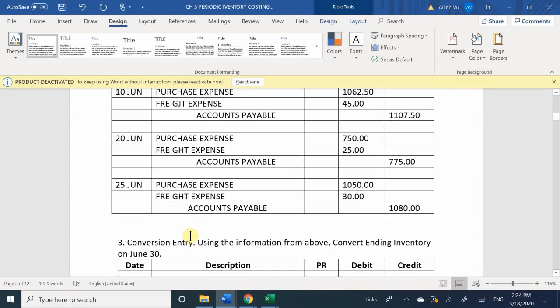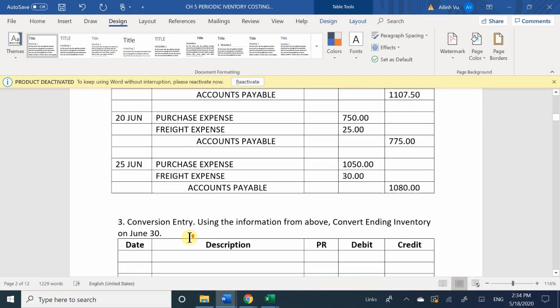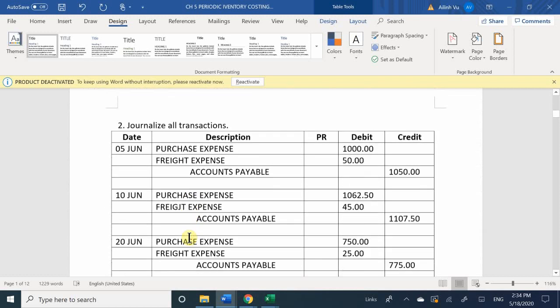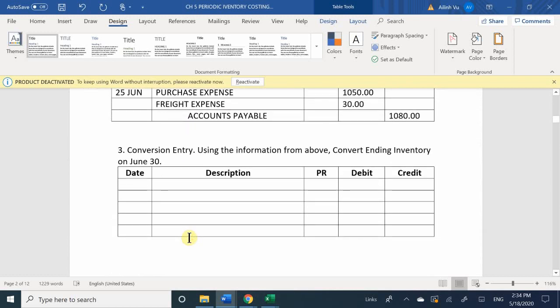I just have to go over it myself. Yes, so again, this is review right now. So this is the time to ask questions because we've already gone through the whole thing. All right, so good. Now, question number 3 asks how to journalize this, how to journalize the ending inventory, how to convert.